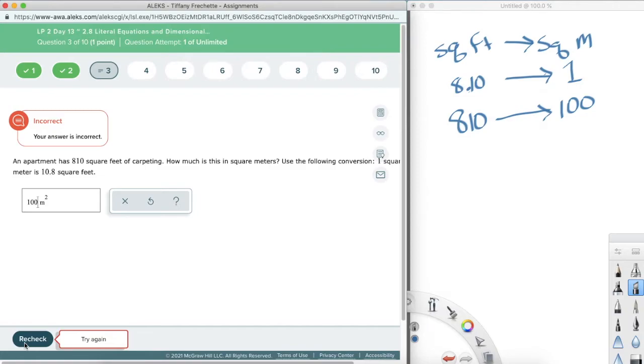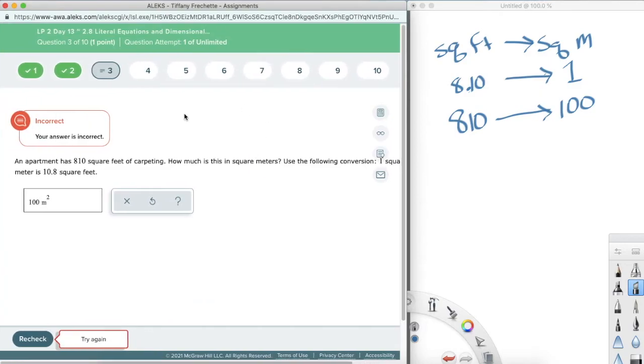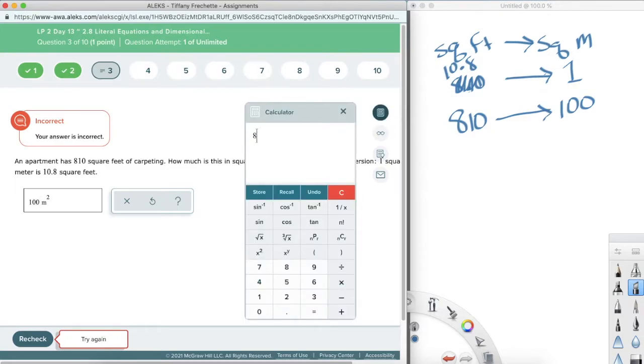Uh-oh, what happened? Oh, silly me. It was supposed to be 10.8. I don't know why I typed in 8.1, because I'm just losing my mind here. So let's try that one again. It's 810 divided by 10.8. I don't know why I wrote that backwards. Being a little dyslexic there with writing my numbers backwards. Instead of 10.8, I wrote 8.1. All right, so 75 square meters, not 100.